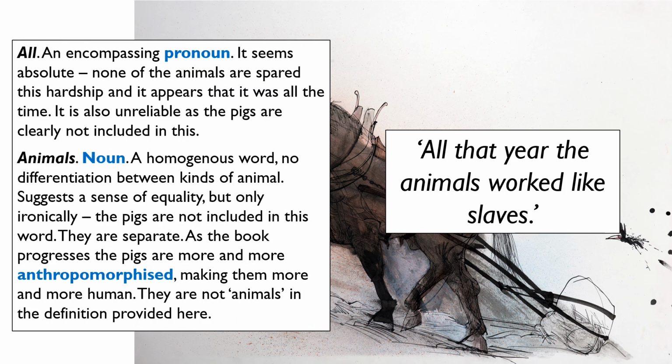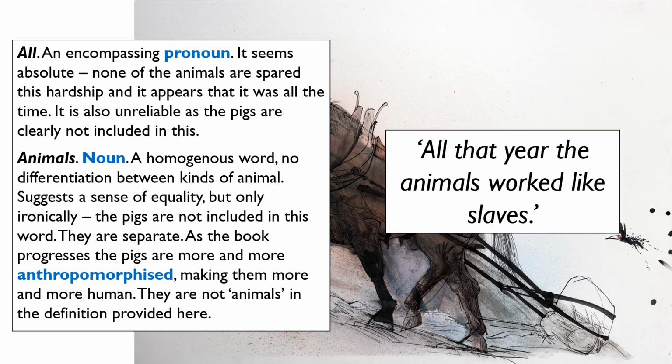Now, very similar to our last quote, we've got "all" and we've got "animals." So "all" is a pronoun, it's encompassing, which makes it seem really absolute. So it suggests that every animal is included in this, and none of them are spared the hardship. There's nobody who gets away with it, and it feels like it's all animals all of the time. But that's unreliable because the pigs aren't included in that. They are not part of that group that are working like slaves.